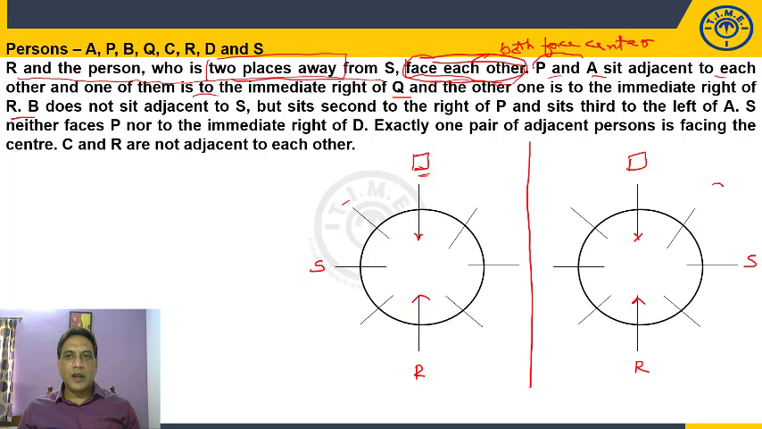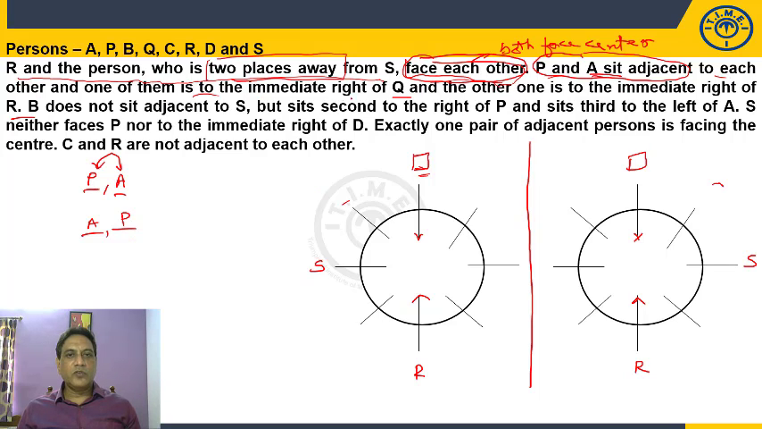First, P and A are in adjacent positions. So, P and A should be in adjacent positions. But mind you, the positions can be interchanged. Maybe A is here, maybe P is here. This statement does not tell us whether P is to the left of A or right of A. So, we have to consider both the cases.